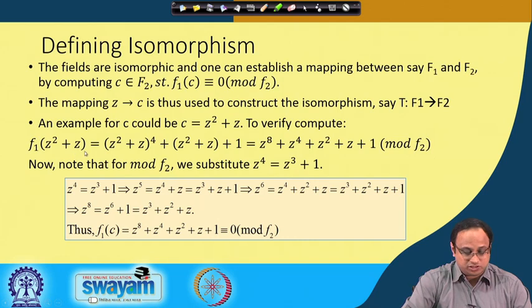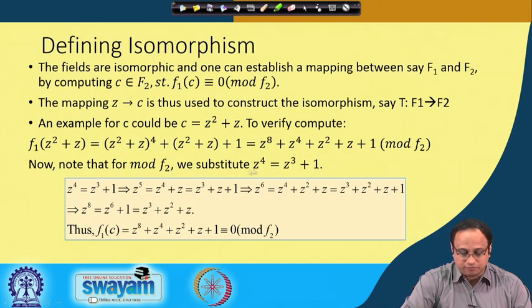If you remember, what is F1? F1 is Z to the power of 4 plus Z plus 1. So, if I substitute Z by Z square plus Z, I get the result as (Z square plus Z) whole to the power of 4 plus Z square plus Z plus 1. And if you expand, I will get Z to the power of 8 plus Z to the power of 4, remember that 2 is 0 in this field, plus Z square plus Z plus 1 modulo F2.